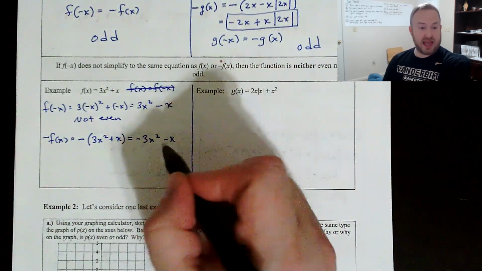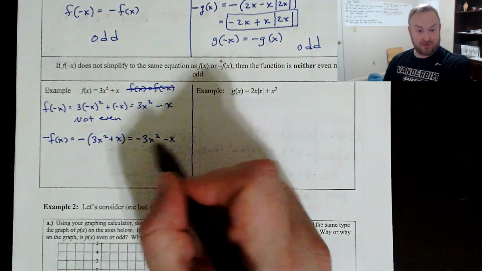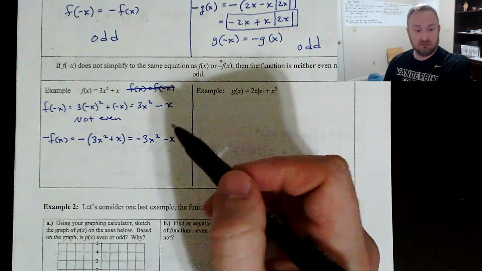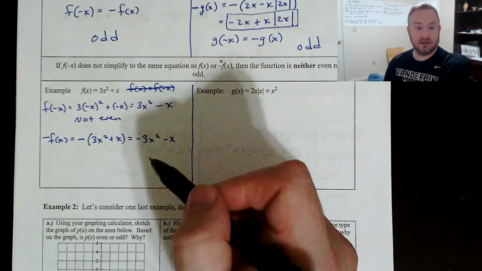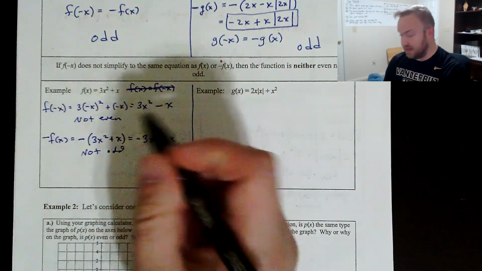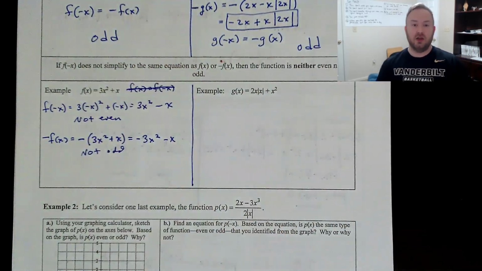All right, is negative f of x the same as f of negative x? No, it's not. This is not odd either. So this one is neither even nor odd.